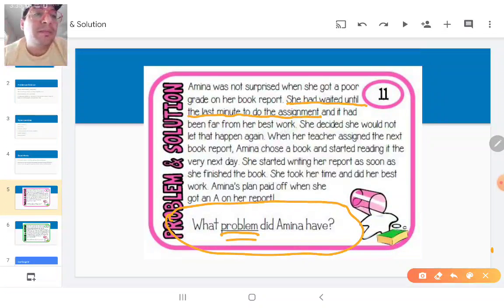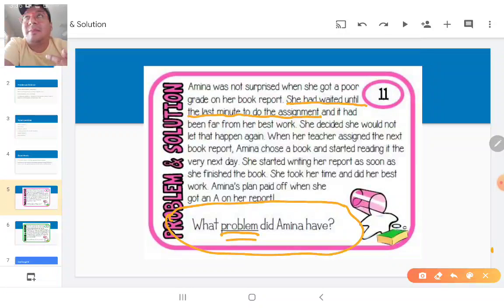Remember, the problem is also something negative. And I don't see a problem in Amina choosing a book and starting to read it. She started writing her report. She took her time. I don't see anything else. So the main problem here, I think, is that she waited until the last minute to do that assignment. So what happens when we do that? If you ever decided to do something last minute and you didn't take your time to do it right, then what happened? You didn't do so well, right?